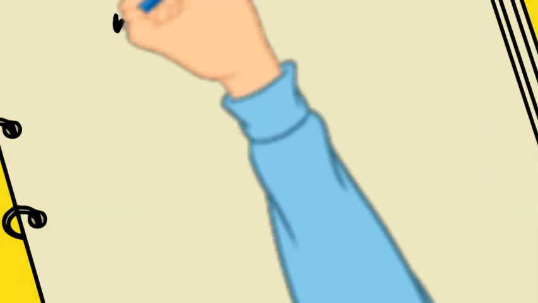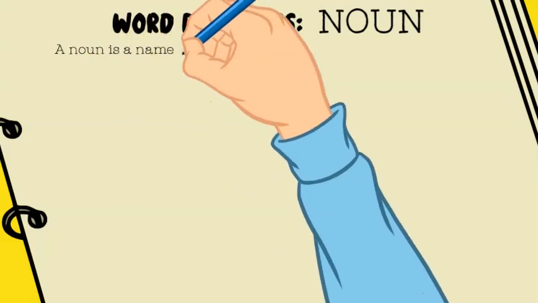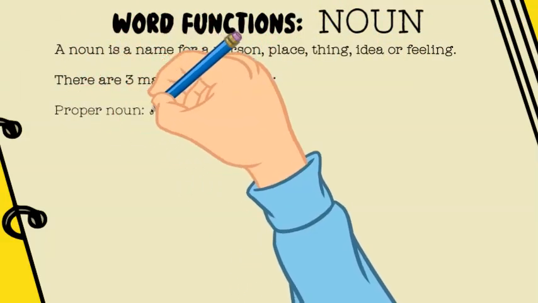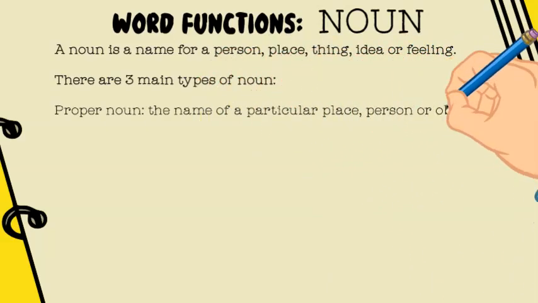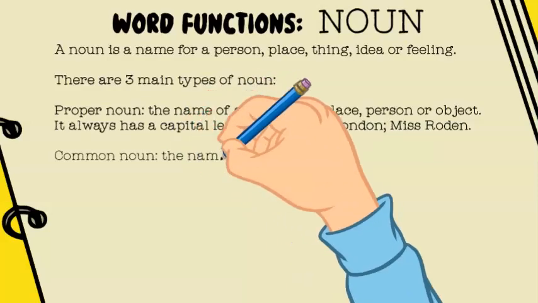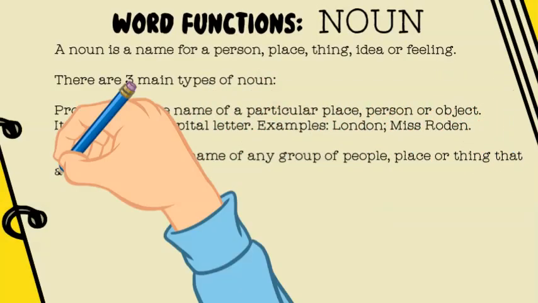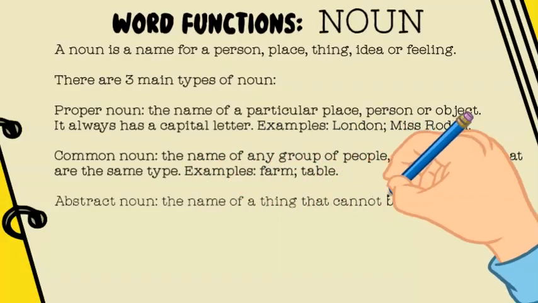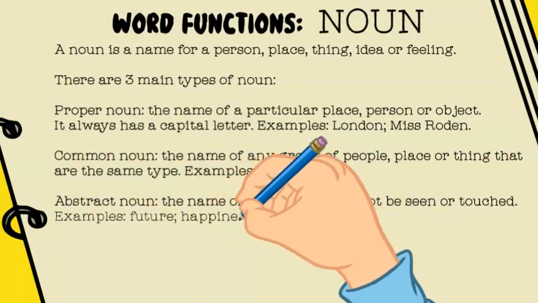The first part of speech we're focusing on are nouns, and very simply, a noun is a name for a person, place, thing, idea, or feeling. There are 3 main types of nouns that we're going to look at, and those are proper nouns. And proper nouns are names, and they always have a capital letter. So an example of a proper noun would be London or Miss Roden.